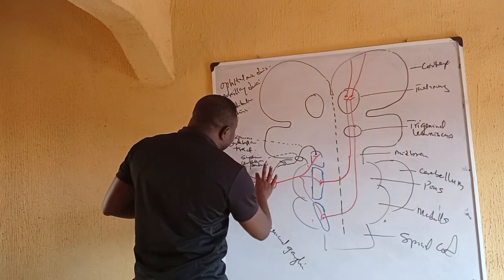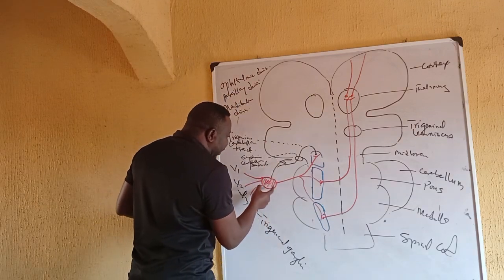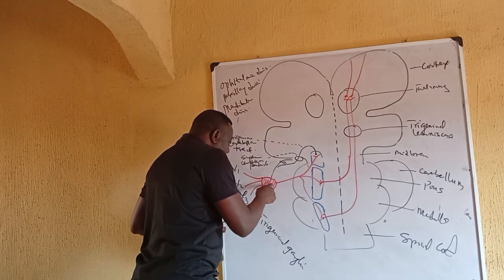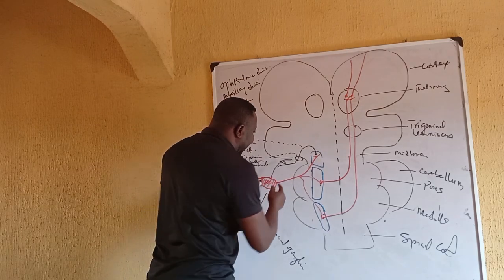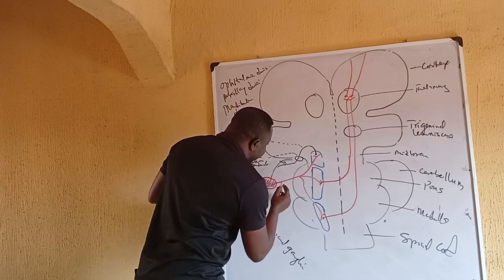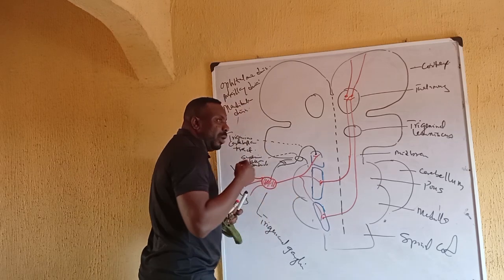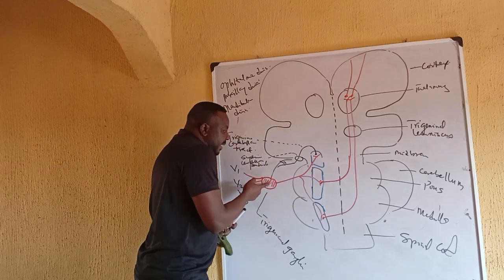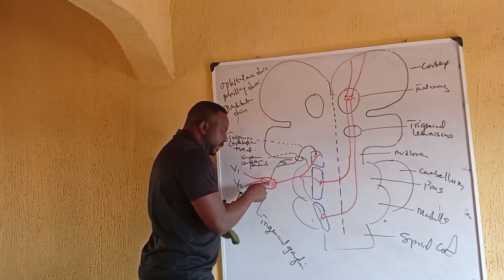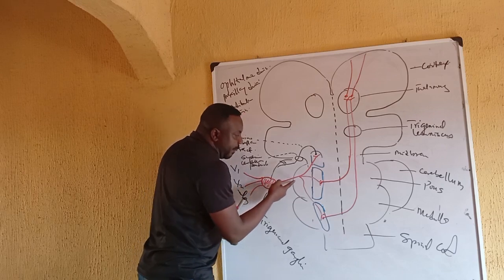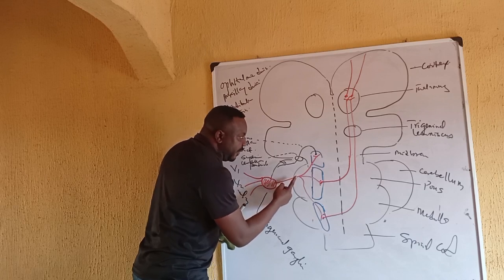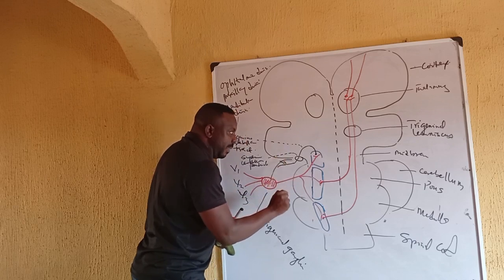Now, these sensory divisions actually arise from the trigeminal ganglion. The trigeminal ganglion has what we call the trigeminal roots. The trigeminal roots are actually the central processes of the neurons that are located in the trigeminal ganglion. They go down to the pons. And when they reach the pons, they divide into ascending and descending branches.